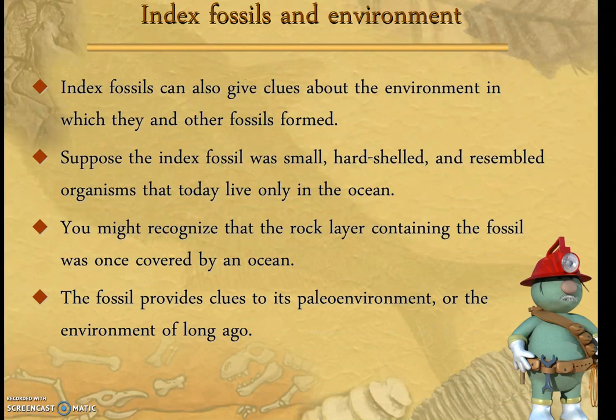Some other reasons why index fossils are important. Index fossils can also give clues about the environment in which they and other fossils formed. For example, suppose the index fossil was small, hard-shelled, and resembled organisms that today live only in the ocean. Scientists then say that rock layer must have once been covered by an ocean. So that fossil provides clues to paleoenvironment. And a paleoenvironment is just an environment of long, long ago. Like paleontologists study the Earth long ago, a paleoenvironment is an environment that existed long ago.